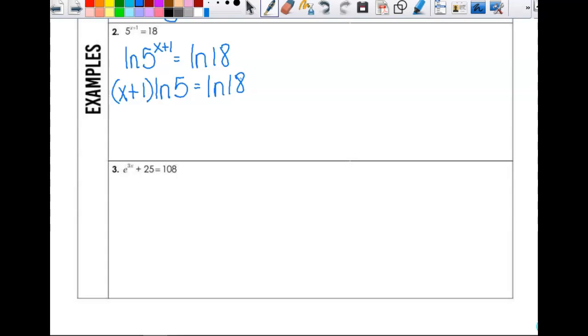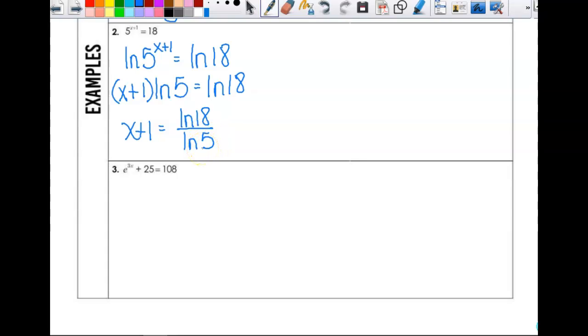Now, I could distribute that natural log of 5, but I'm trying to get x by itself, so I'd really rather not mix other stuff up with x if I don't have to. Sometimes you have to. Could I just go ahead and divide by the natural log of 5 here? I totally could. So that will leave me with x plus 1 equals the natural log of 18 over the natural log of 5.